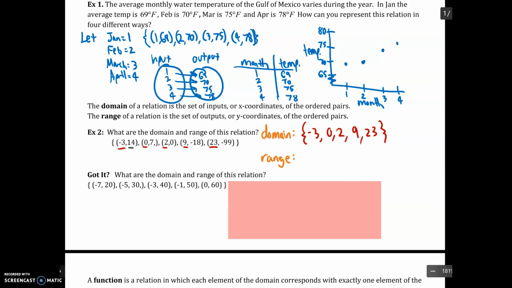So if I'm trying to describe the range, again, just the y values: 14, 7, 0, -18, -99. We could also just put those in order from least to greatest, in order to maybe make some comparisons a little bit easier if I had more questions going on with this range.